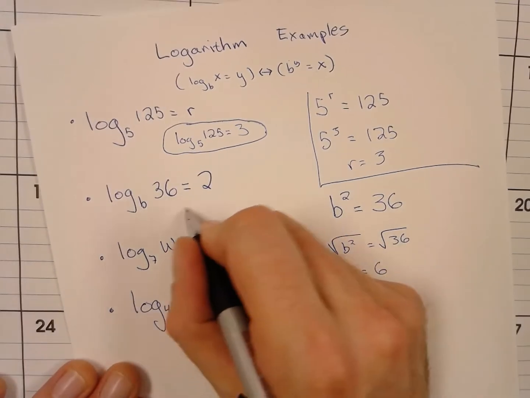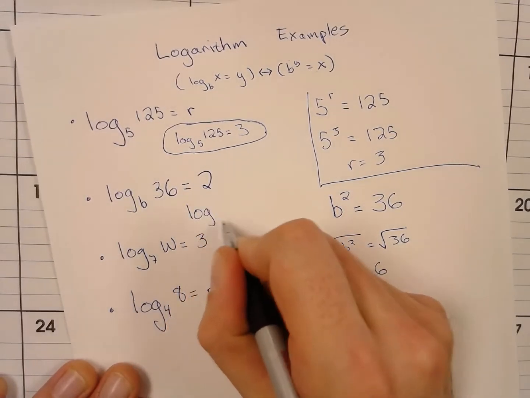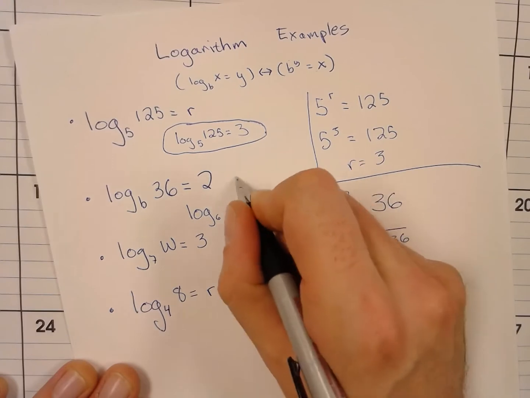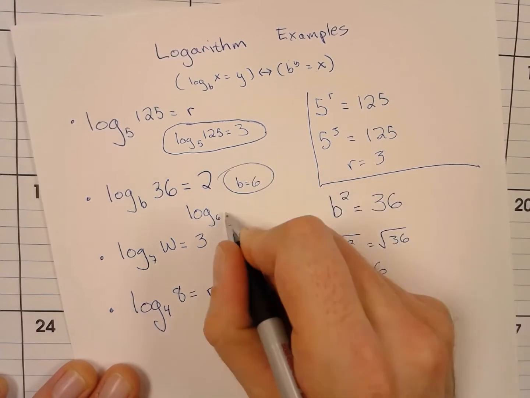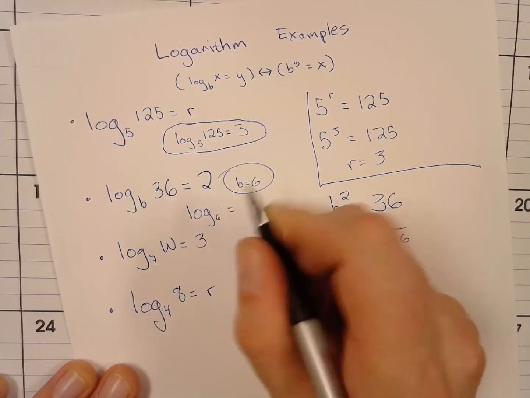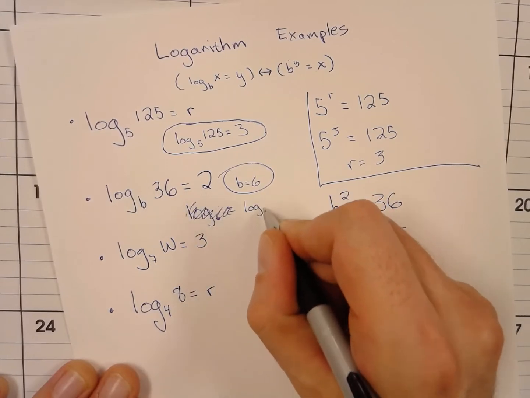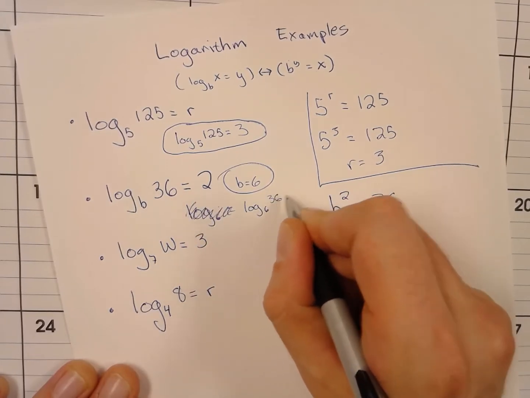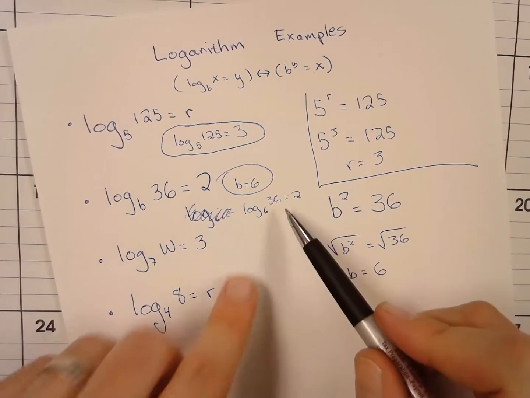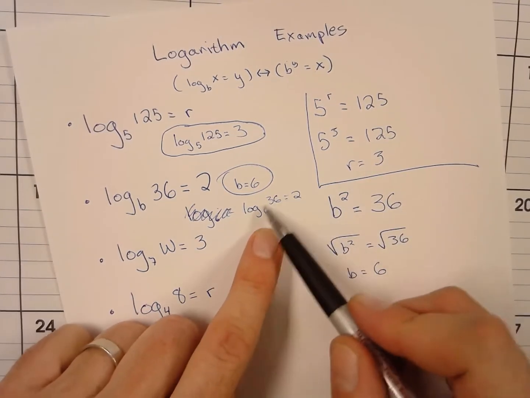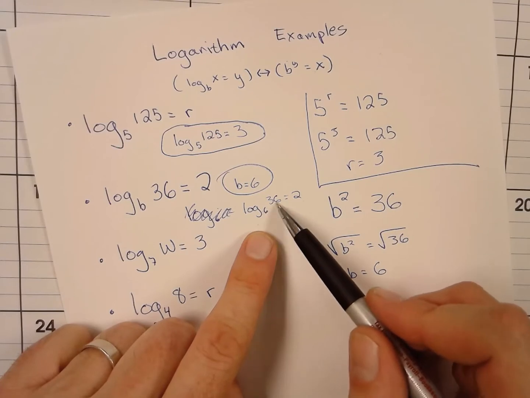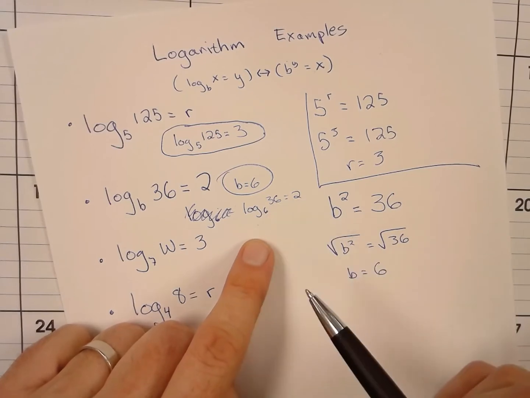So it would be log base 6 of 36 equals 2. And just to translate that once again, that's saying the exponent power you would raise 6 to get 36 is 2.